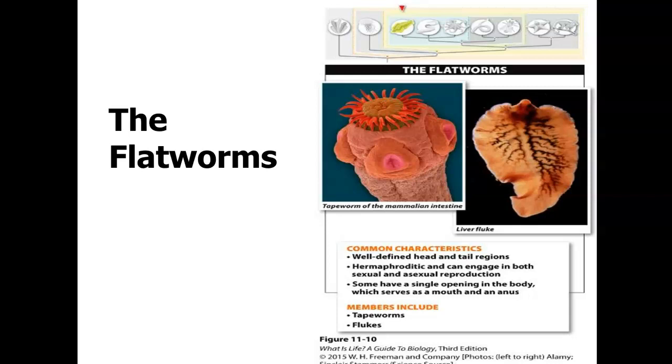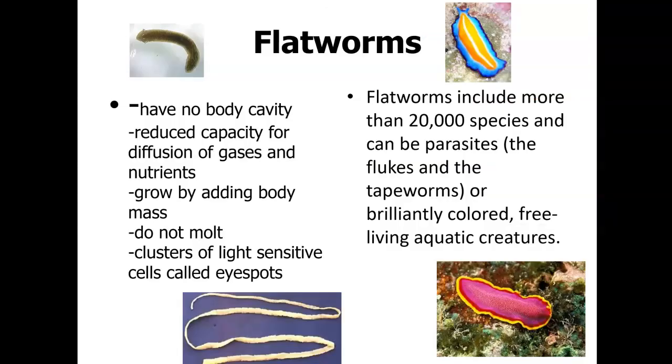Now with these, they have no body cavity inside. Basically, they have a space between the body wall and the digestive tract. That's not a fluid-filled cavity. It's going to grow by adding to its body mass. And so looking here, we said it had no body cavity. It's going to have a reduced capacity for diffusion of gases and nutrients. It does not molt. It has clusters of light-sensitive cells, which are going to be called eye spots.